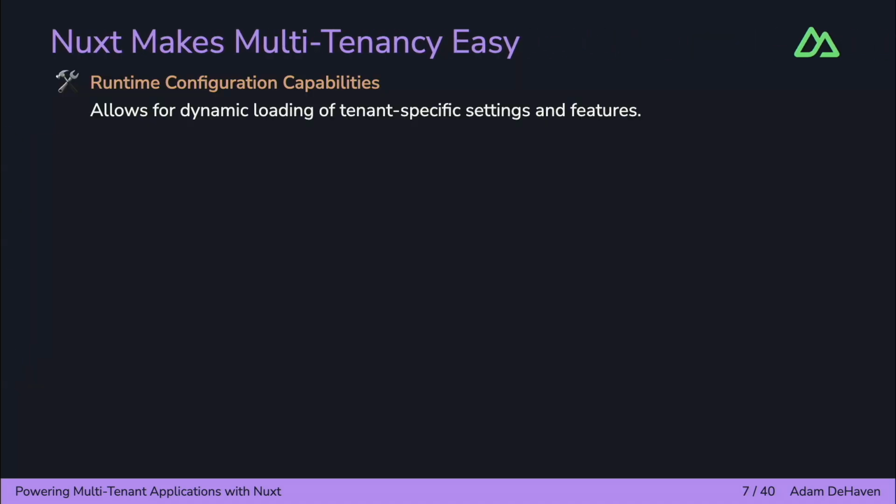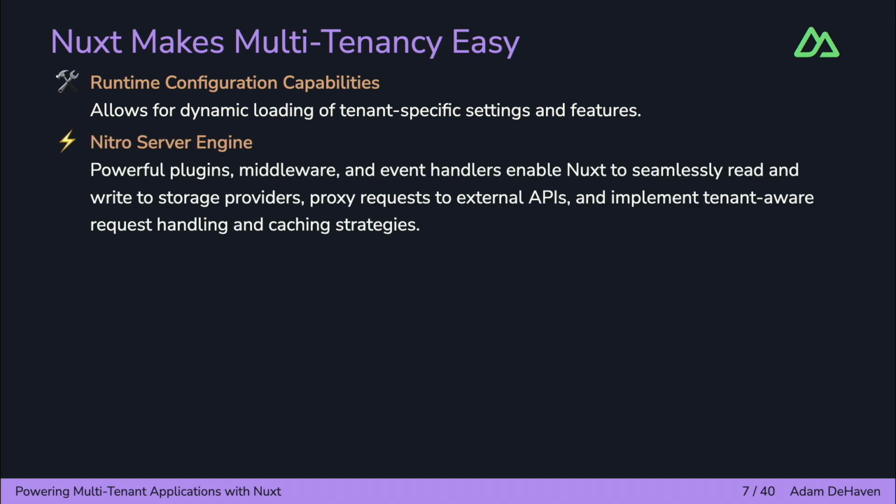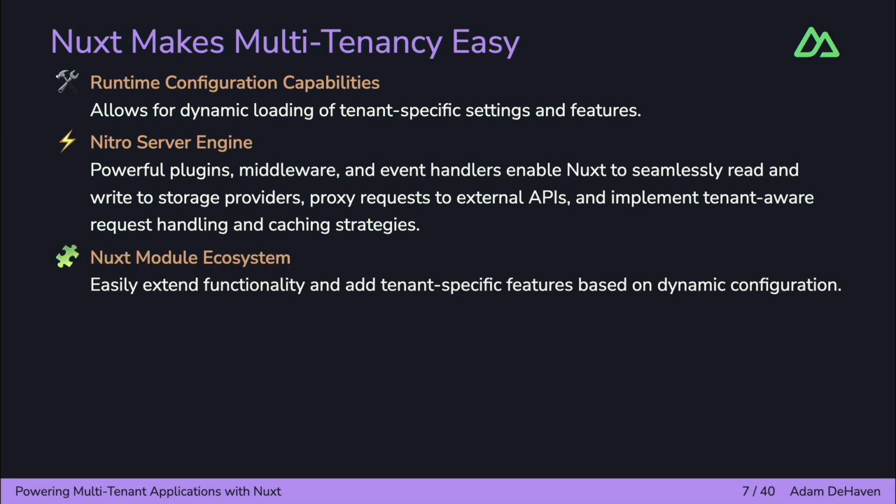First, runtime configuration. It allows for dynamic loading of tenant-specific settings and features. There's no need to rebuild. There's no need to redeploy with different secrets. It's all done at runtime. The next is the built-in Nitro server engine. Plugins, middleware, and event handlers enable Nuxt to seamlessly read and write to storage providers that can all be tenant-aware, as well as interfacing with external APIs and tenant-aware request handling and caching strategies. The Nuxt module ecosystem, right? We're all familiar with Nuxt modules. They easily extend functionality and can add tenant-specific features to the app based on a dynamic configuration.